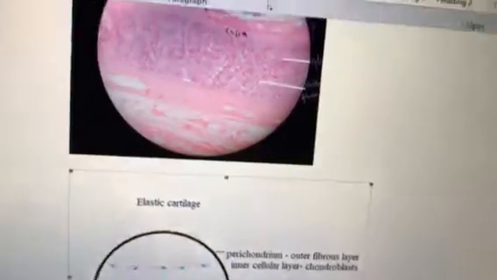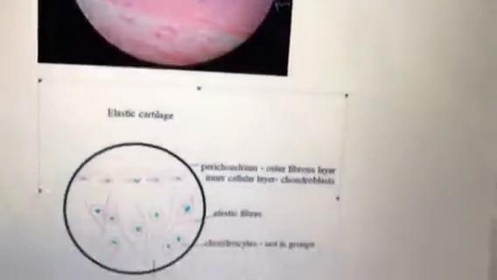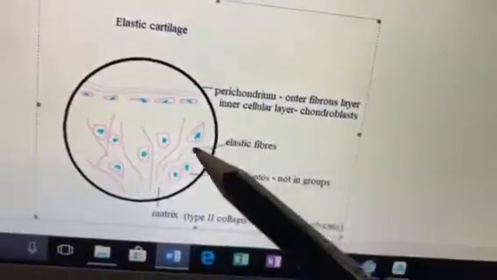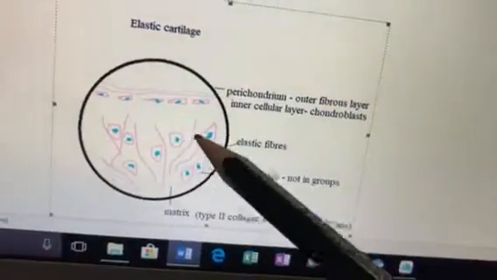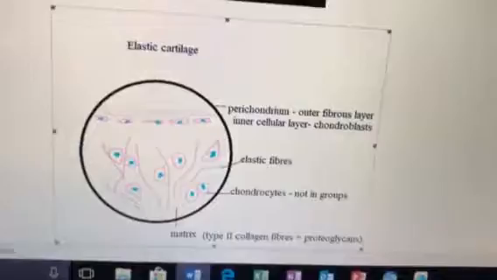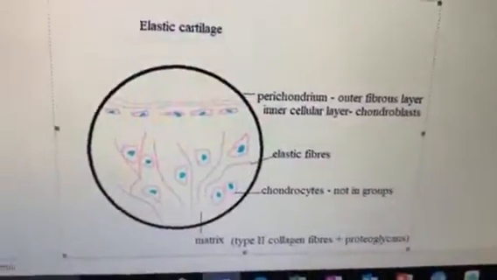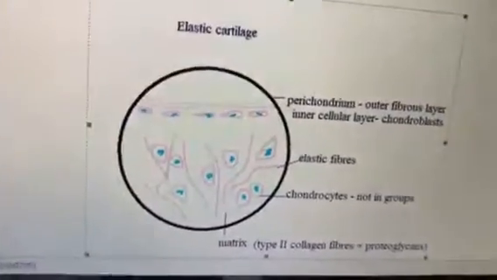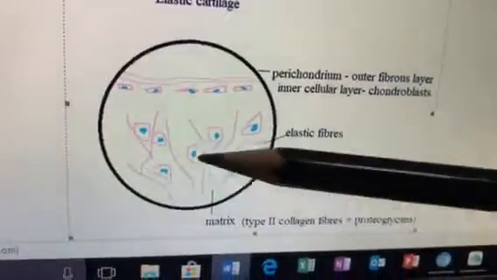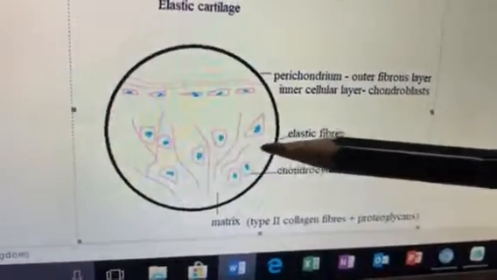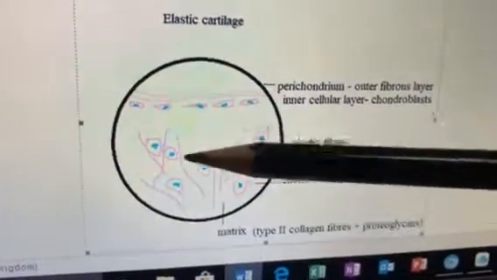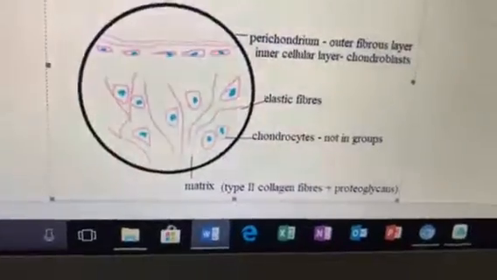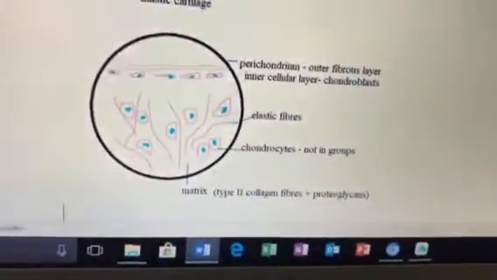In elastic cartilage also, the same things we are supposed to write. Same perichondrium, chondroblast, everything is same. But here you have to draw elastic fibers. In hyaline and white fibrocartilage, we have not drawn the elastic fibers, but here you are supposed to draw the elastic fibers. And then you can see the chondrocytes not in groups, 1 or 2, but not in groups. And in between, the matrix has type 2 collagen fibers. Understand? Only 3 differences. That's all.